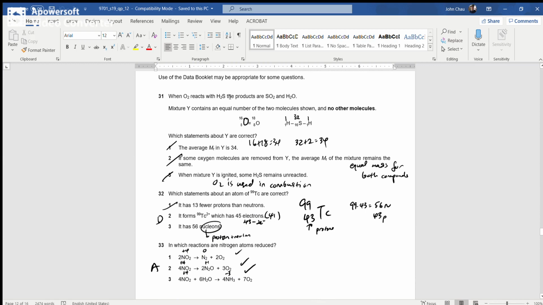31. When oxygen gas reacts with hydrogen sulfide, the products are SO2 and water. Mixture Y contains an equal number of the two molecules shown and no other molecule. So let's see. The first one, the average relative molecular mass in Y. This one is 34, this one also 34, correct. If some oxygen molecules are removed from Y, the average relative molecular mass remains the same. Yes, even though you remove the oxygen O2, the relative molecular mass remains the same because both are 34. When mixture Y is ignited, some H2S remains unreacted. The oxygen will be used to probably react with the H2S.